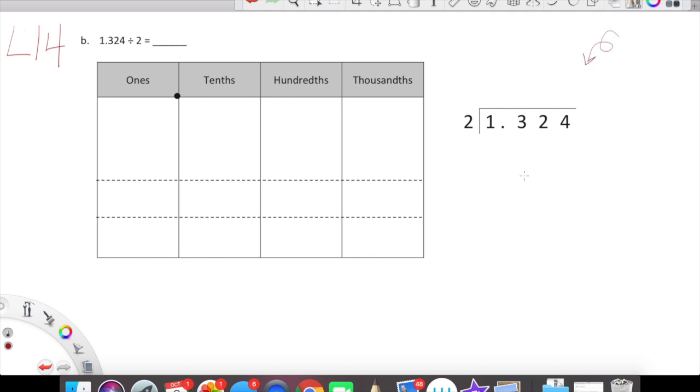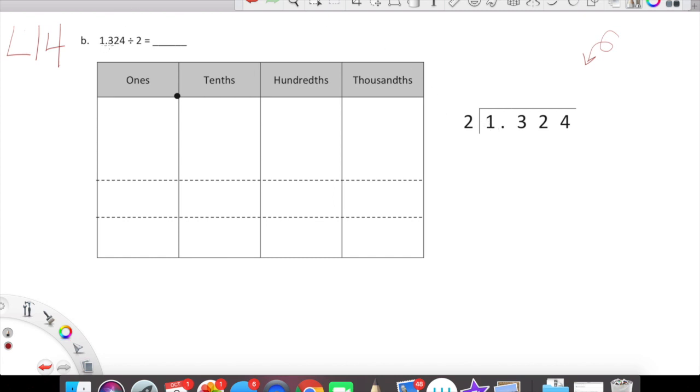It's complicated. There's a lot of moving parts. We're going to slow it down, and we're going to model exactly what's happening each step of the way. The purpose of this is to give you a better understanding of long division as a whole. So let's check this out.